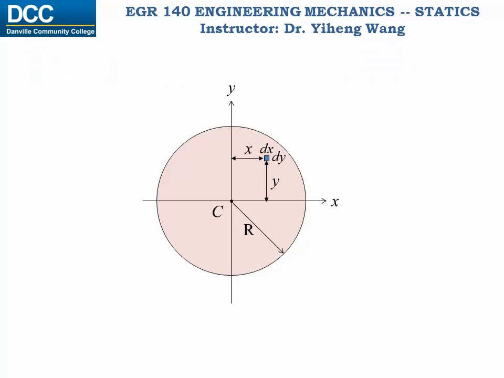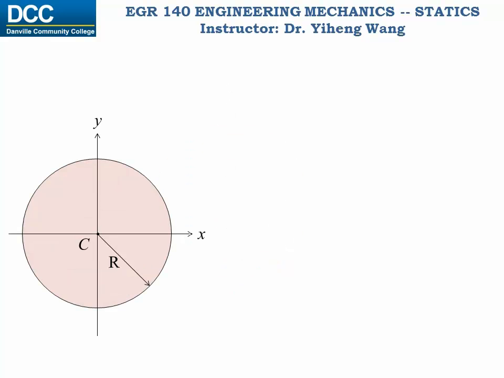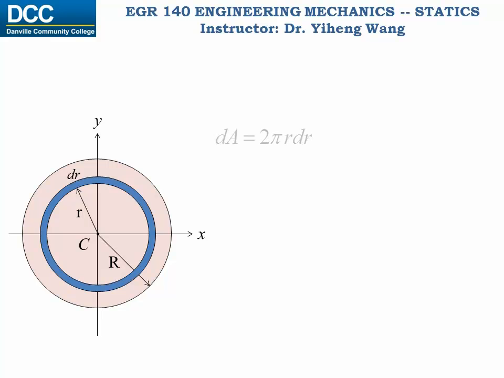For this example, if we define our differential element as a square again, it will make the calculation very complicated. Alternatively, we define our differential element to be this thin ring that is located at a distance small r away from the center of the circle, and it has a thickness of dr. Therefore, the area of this differential element dA equals the circumference 2 pi r times dr.